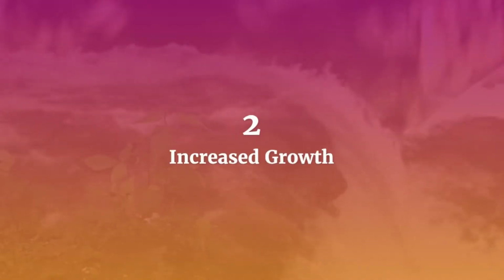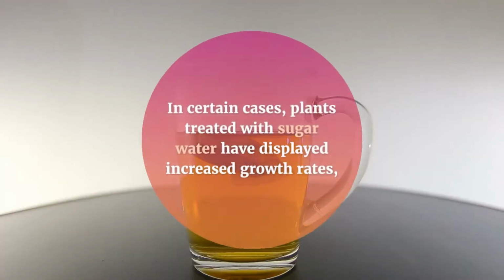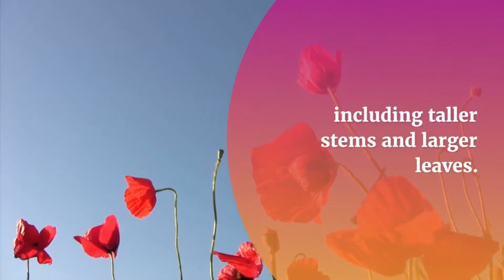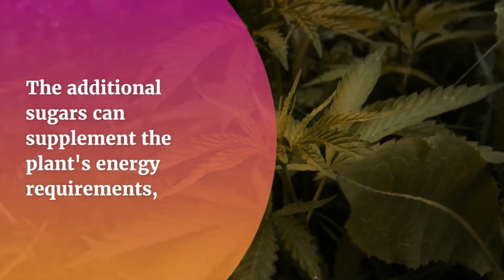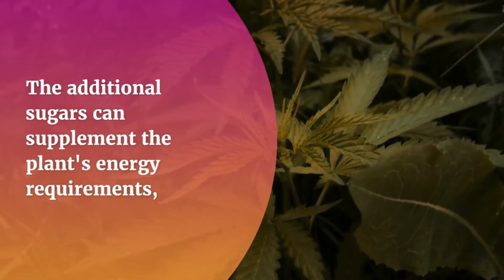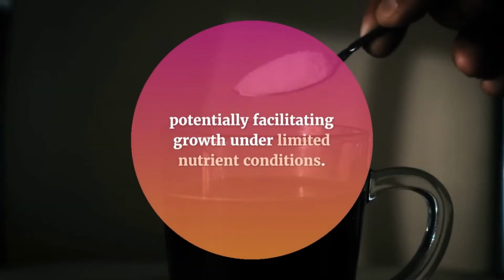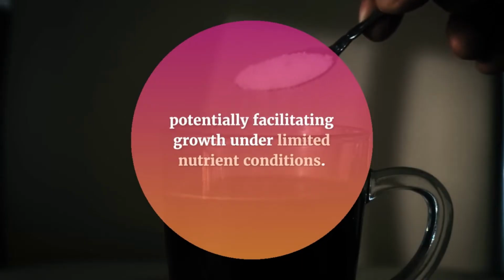2. Increased growth. In certain cases, plants treated with sugar water have displayed increased growth rates, including taller stems and larger leaves. The additional sugars can supplement the plant's energy requirements, potentially facilitating growth under limited nutrient conditions.